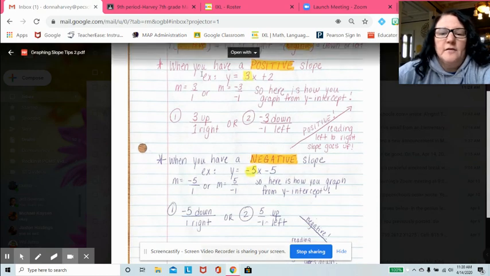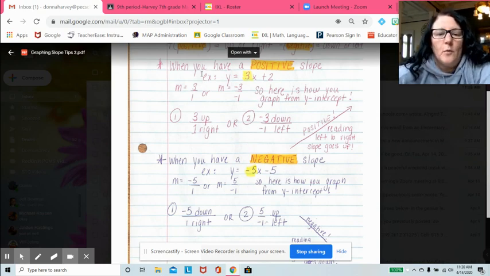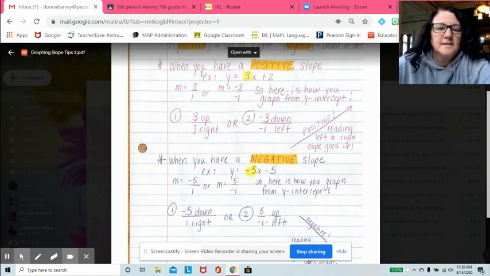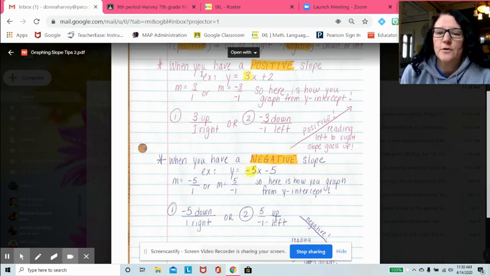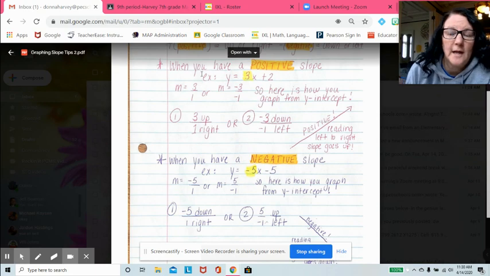So when you have a positive slope, for example, the first equation I'm going to have you graph today in GeoGebra is y is equal to 3x plus 2. So your slope is 3. 3 is positive. So m is equal to 3 over 1. Or m can also equal negative 3 over negative 1, because when you divide two negatives, you get a positive number.